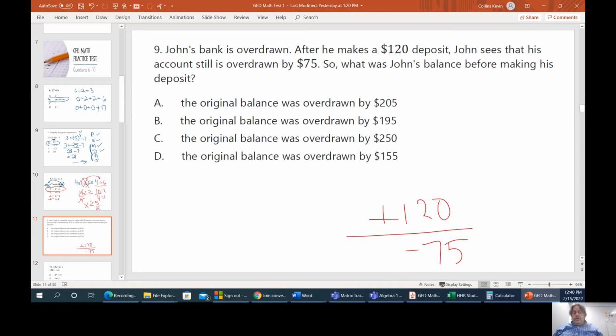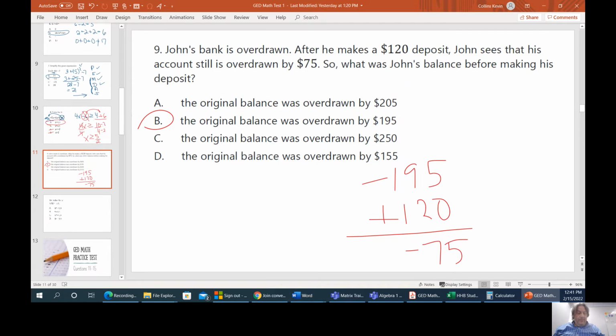So what you can do is basically add these guys. If I add them, let's go up this way. We're going to go 5, 9, and 1. If we put a minus sign in front of it, so minus 195 plus 120 will give you negative 75. So that means his original balance was overdrawn by 195 bucks. And I pity poor John. I feel for him. I've been there. All right, so one more for today.